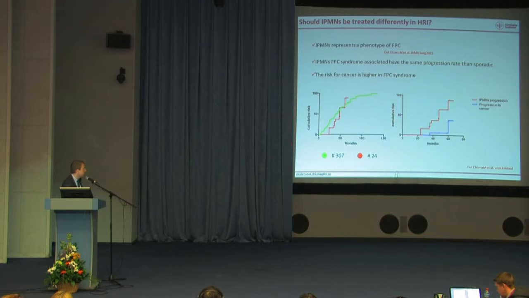We know that they have the same rate of progression, but we know also they're associated with a definitely higher rate of pancreatic cancer compared to sporadic IPMN. So if you have a patient with familial pancreatic cancer history and IPMN, be a little bit more careful, and probably even more liberal if the patient is very fit and motivated to go to surgery.